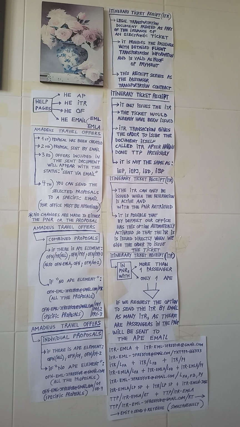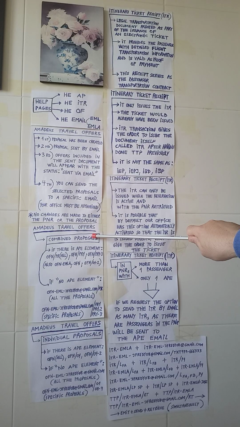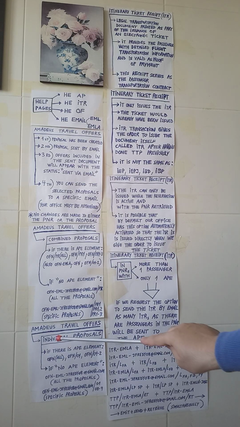The transactions that have the letters PR, this one, and this one, refer to combined proposals. However, transactions that don't have the letters PR, it means all these transactions, refer to individual proposals.